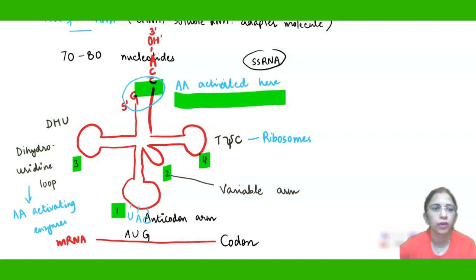Now here in between it is seen that bases follow the complementary base pairing rule. That is why these lines are drawn, showing hydrogen bonds. So this structure of tRNA is also important for the board exam. A question may come for 2 marks, and they may ask you the structure of tRNA.